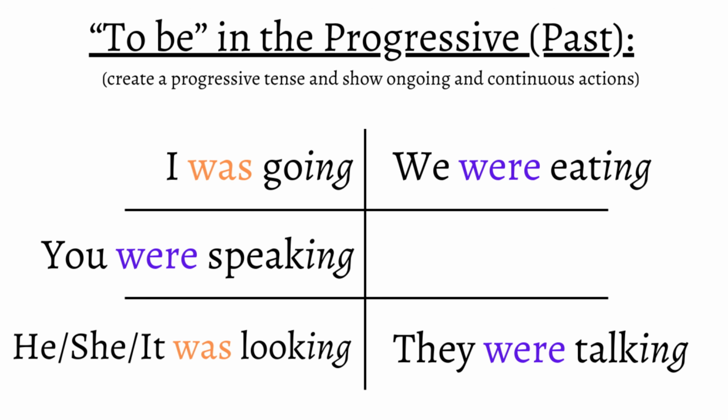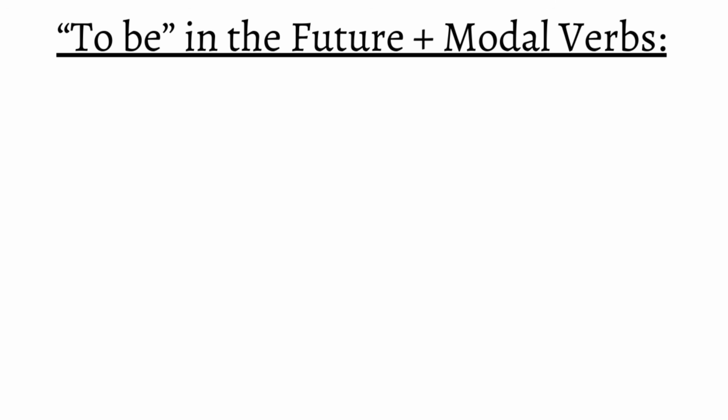I was going, you were speaking, he was looking, she was looking, it was looking, we were eating, and they were talking. Continuously, to be also works in future tenses and with modal verbs. Again, being topics for future videos, covering them just a bit won't hurt anybody. The future tenses do not conjugate to be like the present and past.